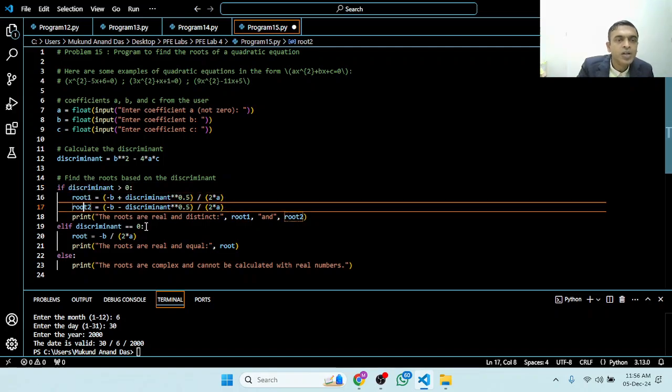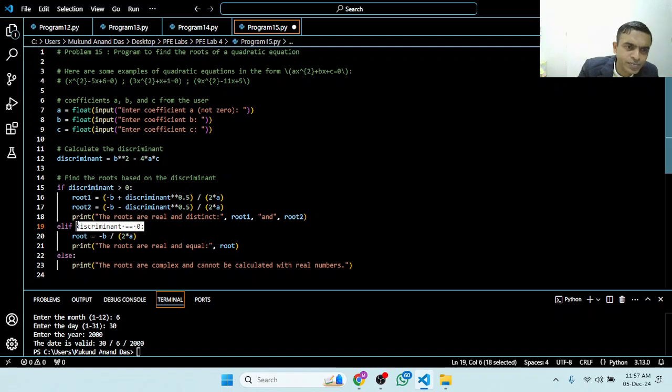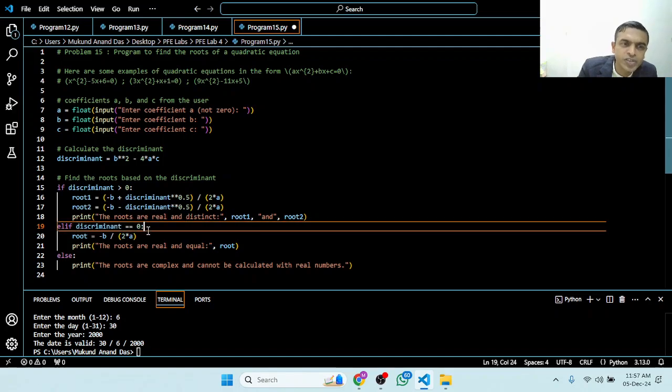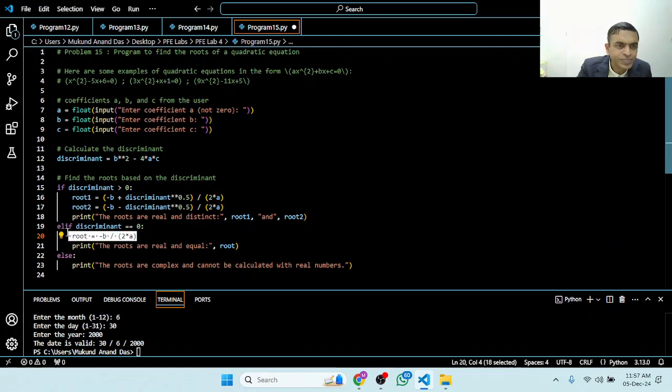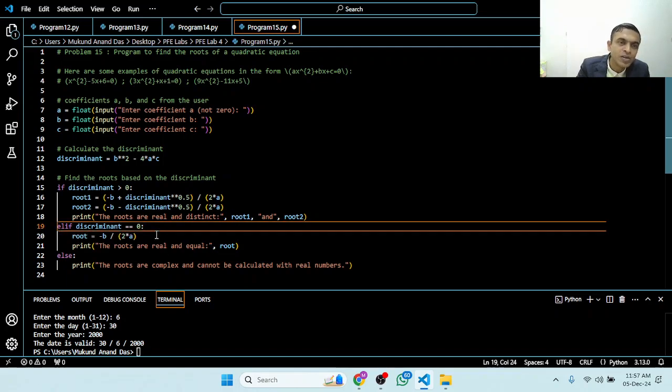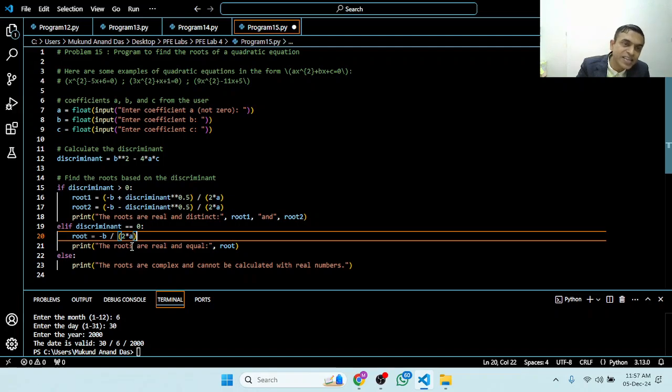If the discriminant is 0, if this is not true, else if we check if the discriminant is equal to 0, then we got real and equal roots. What is that? Minus b divided by, look at this, b square minus 4ac is 0, divided by 2a, so minus b divided by 2a is the root. So this root will repeat, minus b divided by 2a. If the discriminant is less than 0, then we just print that the roots are complex.